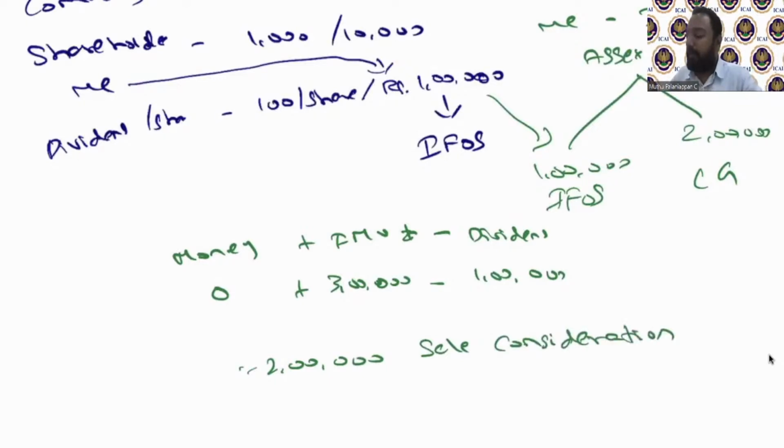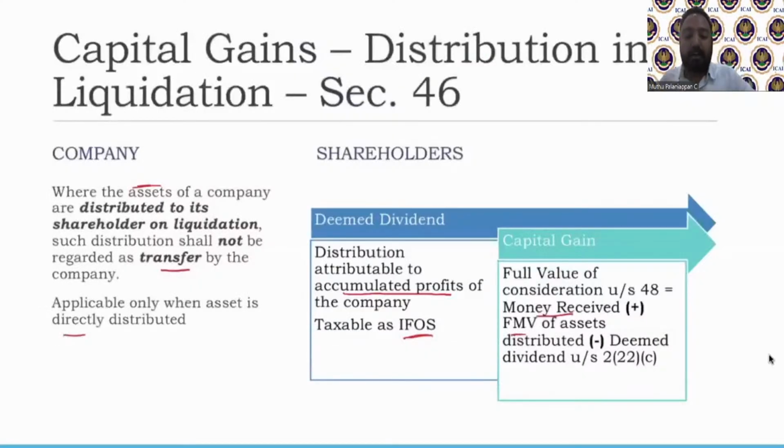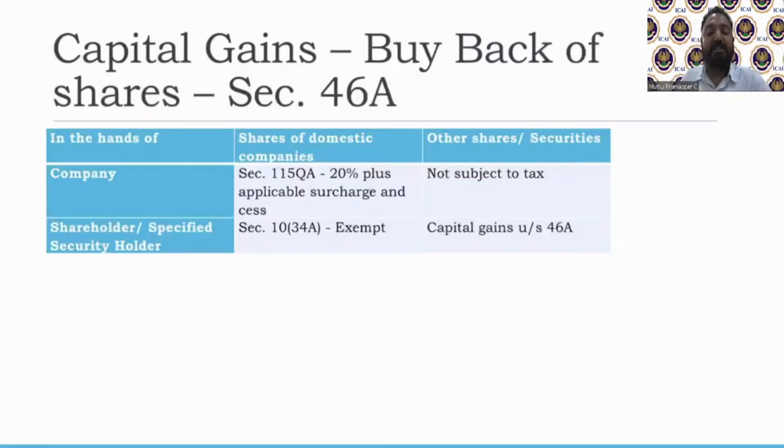So 2 lakh will be my sale consideration. So that is what it is about, right? Money received is 0, fair market value is 3 lakh, minus deemed dividend of 1 lakh. Sale consideration for capital gain is 2 lakhs, whereas your dividend for income from other sources is 1 lakh. So that is about distribution and liquidation. Clear? So we'll move on to the next concept, buyback.